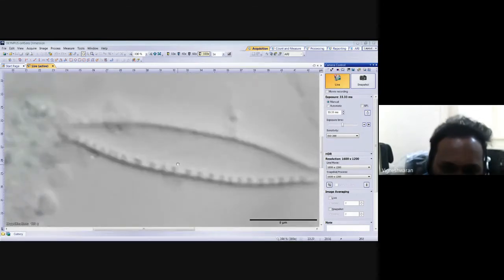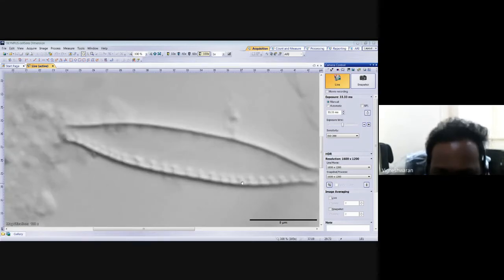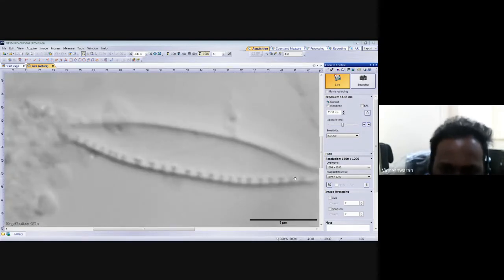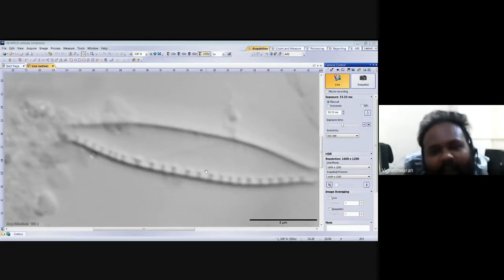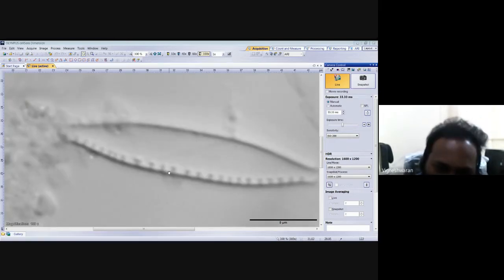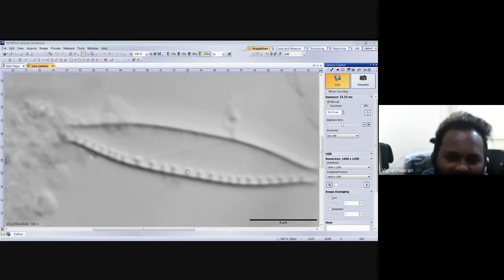If you see this dotted thing in the marginal area, this is called the keel. I showed you that keel. It works like some kind of canal. Inside the canal, the raphe is running in the middle. So here it is not visible. If we see it in scanning electron microscopy, we can beautifully see a very well organized canal system here.